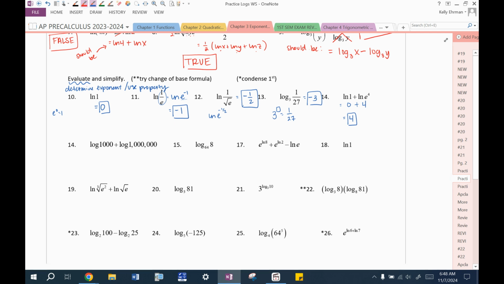Remember, if a base number is not showing, then it's base 10. And don't overthink these, just count the zeros. This is 10 to the third, so the log base 10 of 10 to the third is 3. The log base 10 of 10 to the 6th is 6. 3 plus 6 is 9.